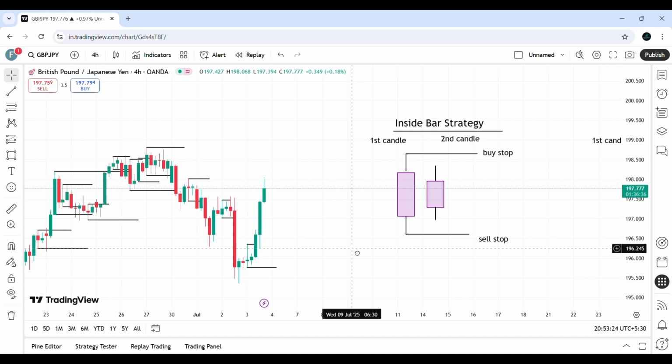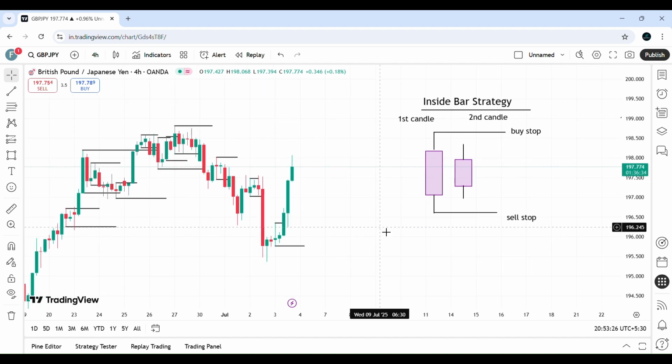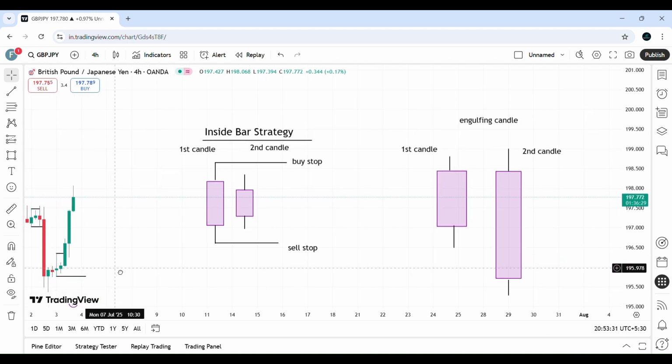So that's basically the strategy. All you guys have to remember is not to mistake the inside bar strategy with an engulfing candle. For the inside bar strategy, the second candle should be inside the first candle. And for the engulfing, the first candle should be engulfed by the second candle. That's basically the only difference. You could call this one the mother candle and this like the child candle, doesn't matter, whatever you call it. That's basically all that is to the strategy.